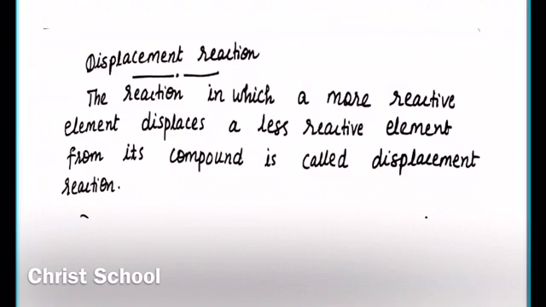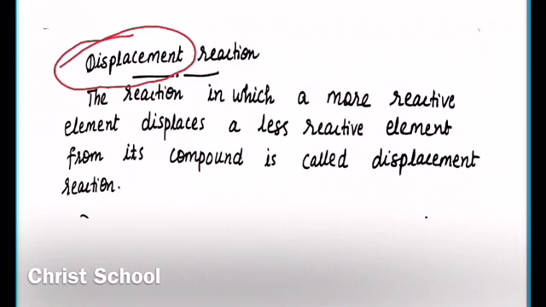We have learned about combination and decomposition reaction. Now the third type of reaction is a displacement reaction, and this displacement reaction is different from combination and decomposition reaction. So as the name suggests, displacement. So what will be displaced? In this reaction, an atom will be displaced by another atom. So there will be displacement of atom.